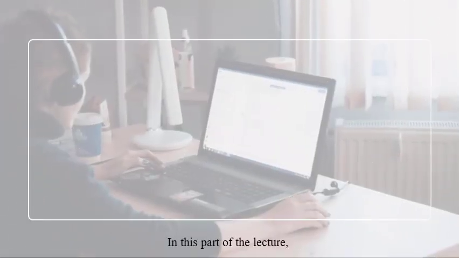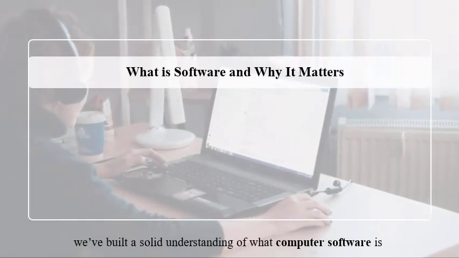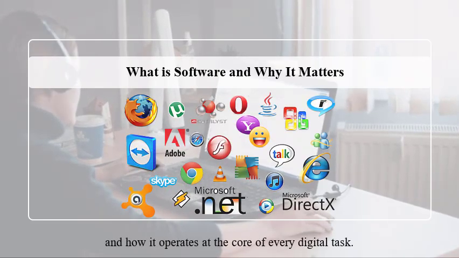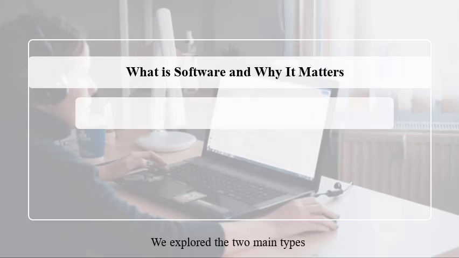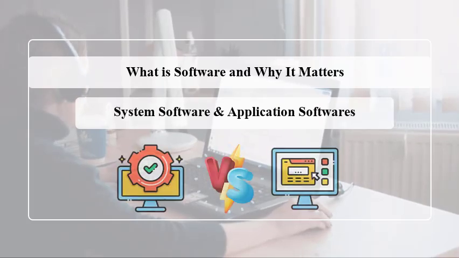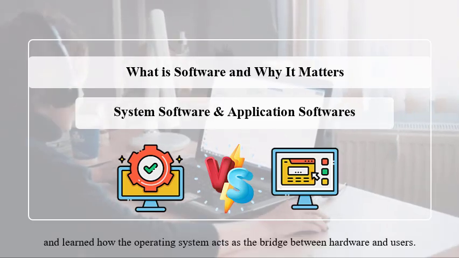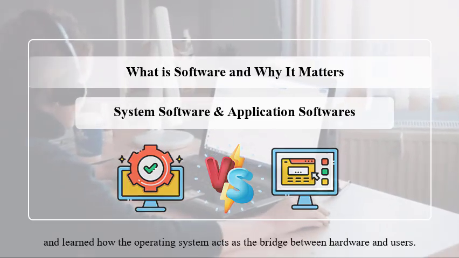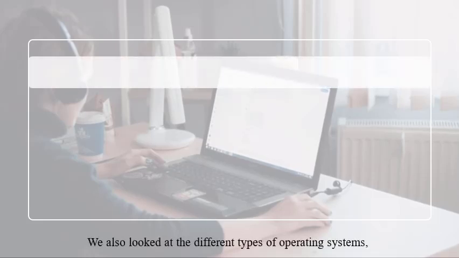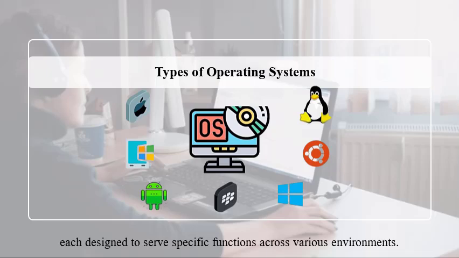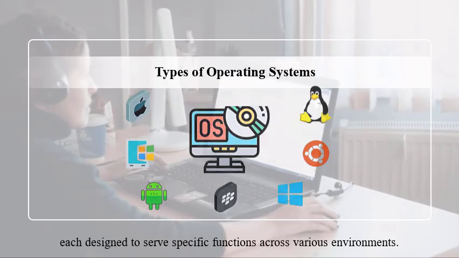In this part of the lecture, we've built a solid understanding of what computer software is and how it operates at the core of every digital task. We explored the two main types, system software and application software, and learned how the operating system acts as the bridge between hardware and users. We also looked at the different types of operating systems, each designed to serve specific functions across various environments.